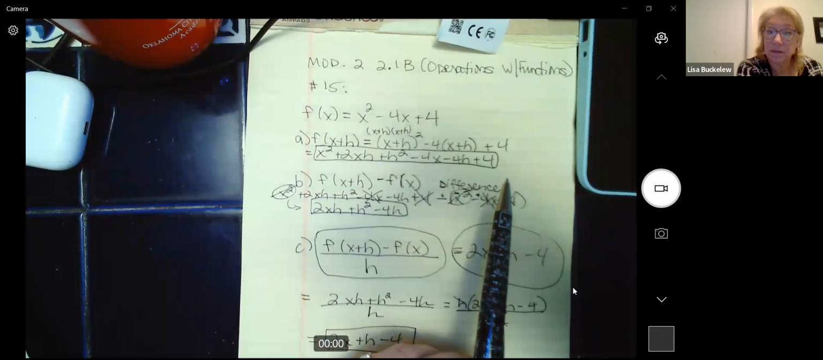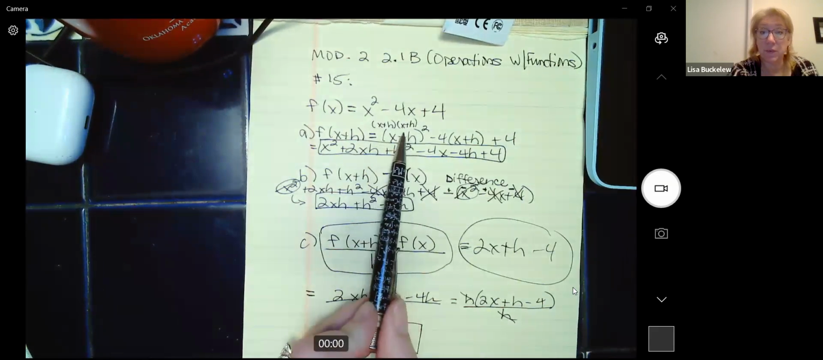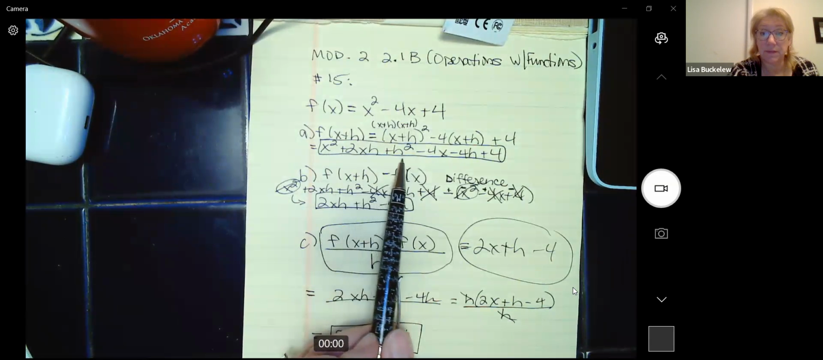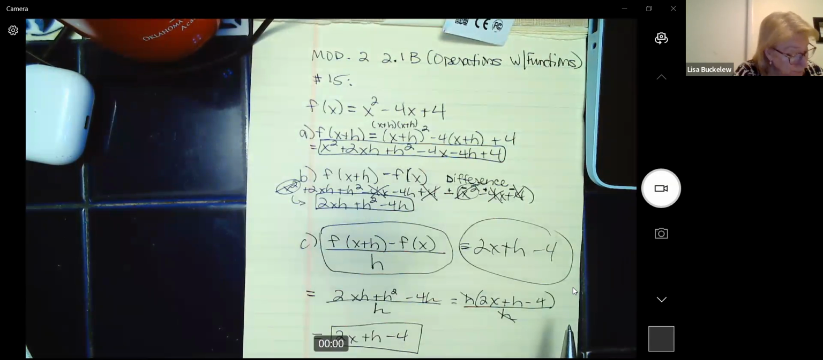Let's see if we can get that any clearer from the focus. You have x plus h squared, which really means this. So you have to FOIL it out, x, FOIL. And you're going to get this stuff here, minus the 4, and combine your like terms that way.